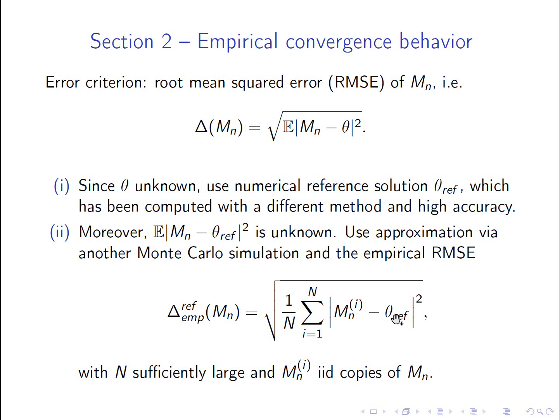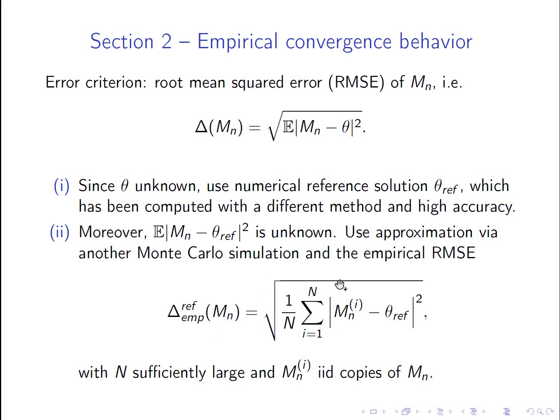It's a contradiction in terms, but you know what I mean. We square it, we sum it up, we average, and then we take the square root. And then we are getting this quantity here. So it's delta Mn with a ref and an amp. The ref is for the use of the reference solution, and amp is for, well, that we are replacing the expectation by its Monte Carlo estimate. So we are looking at the empirical mean square error.